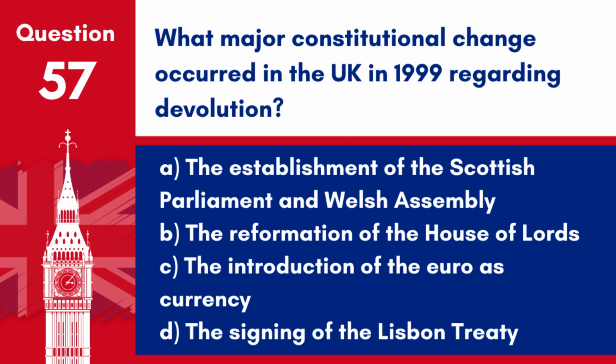Question 57. What major constitutional change occurred in the UK in 1999 regarding devolution? A. The establishment of the Scottish Parliament and Welsh Assembly. B. The reformation of the House of Lords. C. The introduction of the euro as currency. D. The signing of the Lisbon Treaty. Answer: A. The establishment of the Scottish Parliament and Welsh Assembly. In 1999, significant constitutional changes occurred through devolution, establishing the Scottish Parliament and the Welsh Assembly to decentralise power.